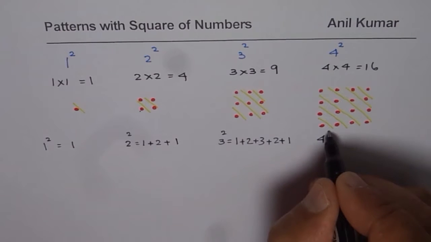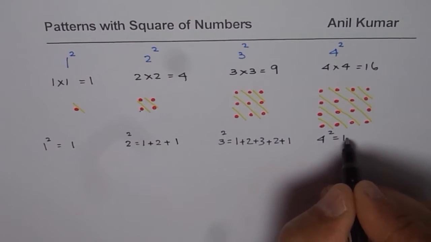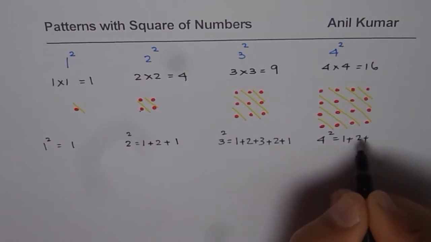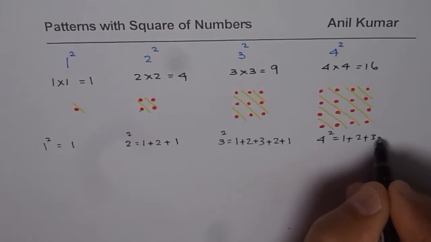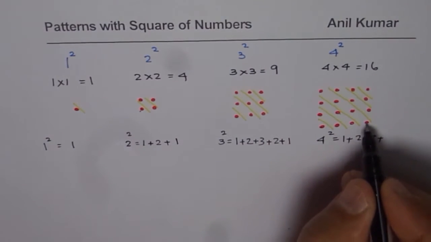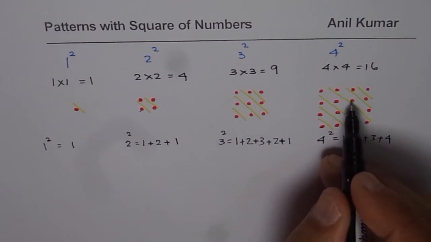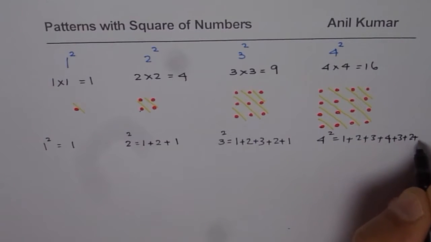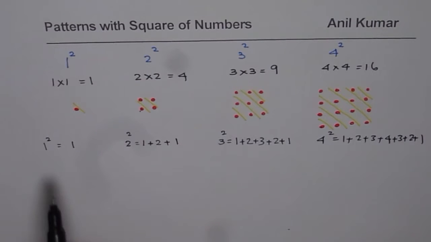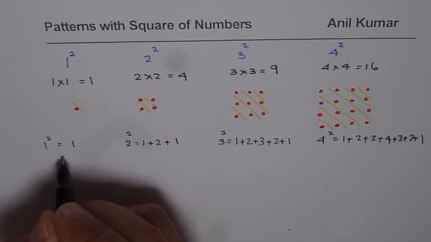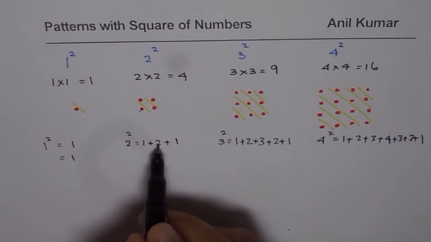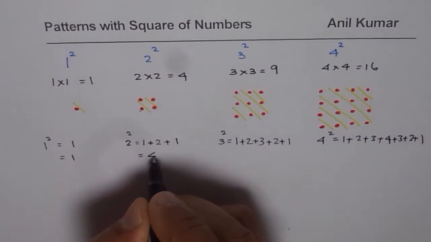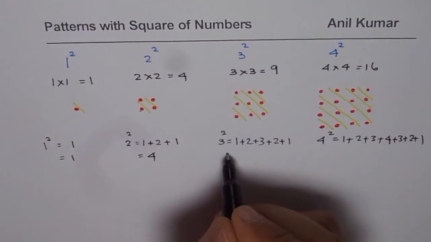For 4 square, we'll get 1, plus 2, plus 1, 2, 3, plus 1, 2, 3, 4. And then plus 3, plus 2, plus 1, right? Do you see that? Now if you count, you get this as equal to 1. 1 plus 2 is 3, 3 plus 1 is 4. Yeah, you know the total number of marbles.